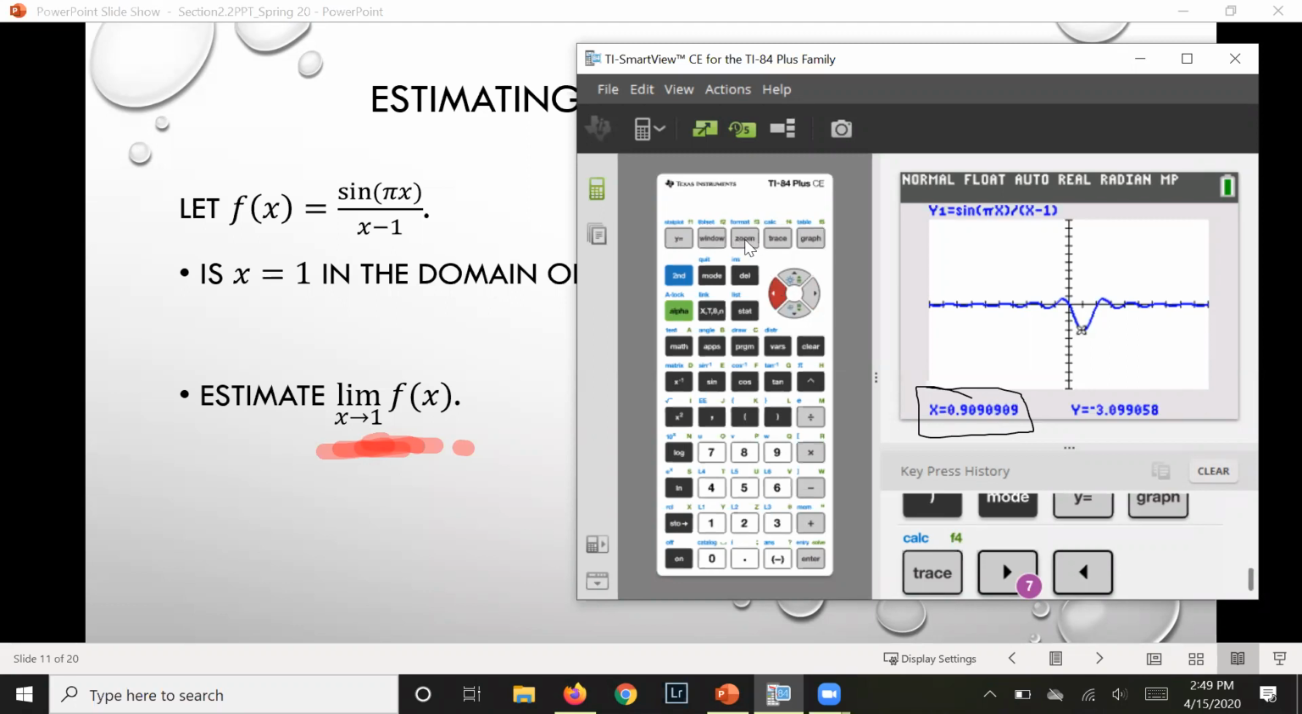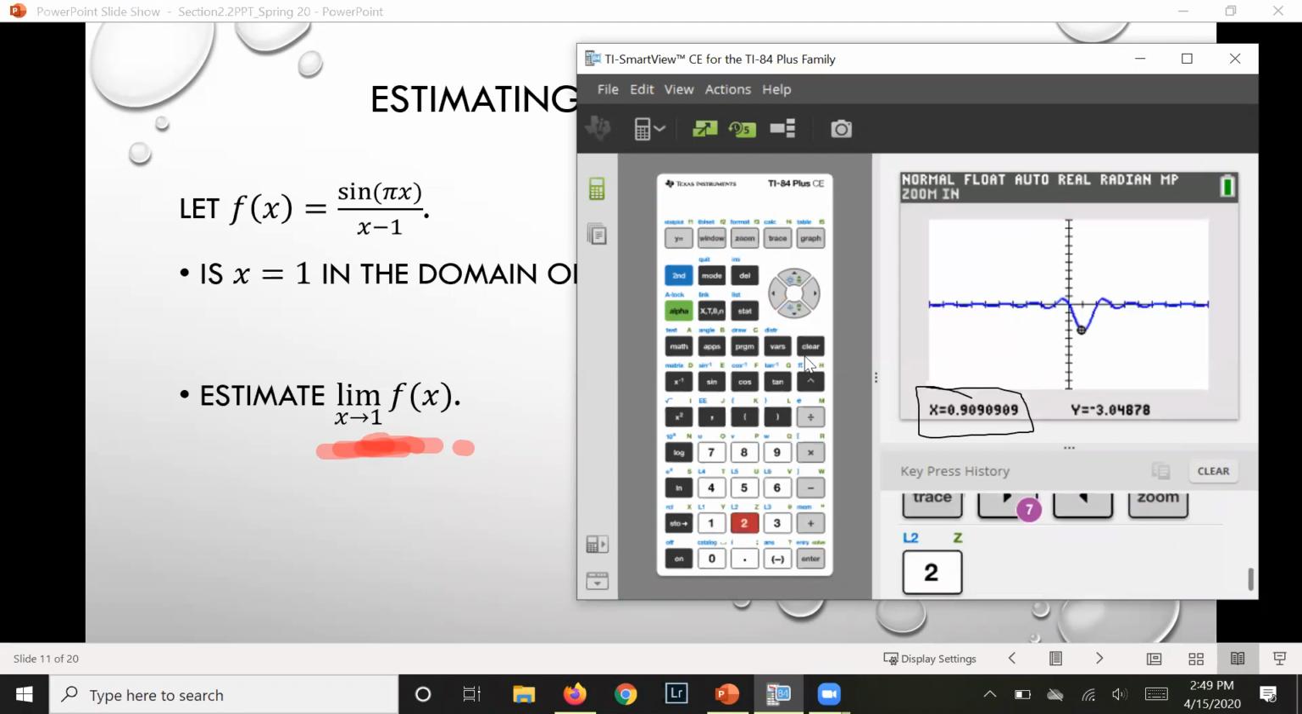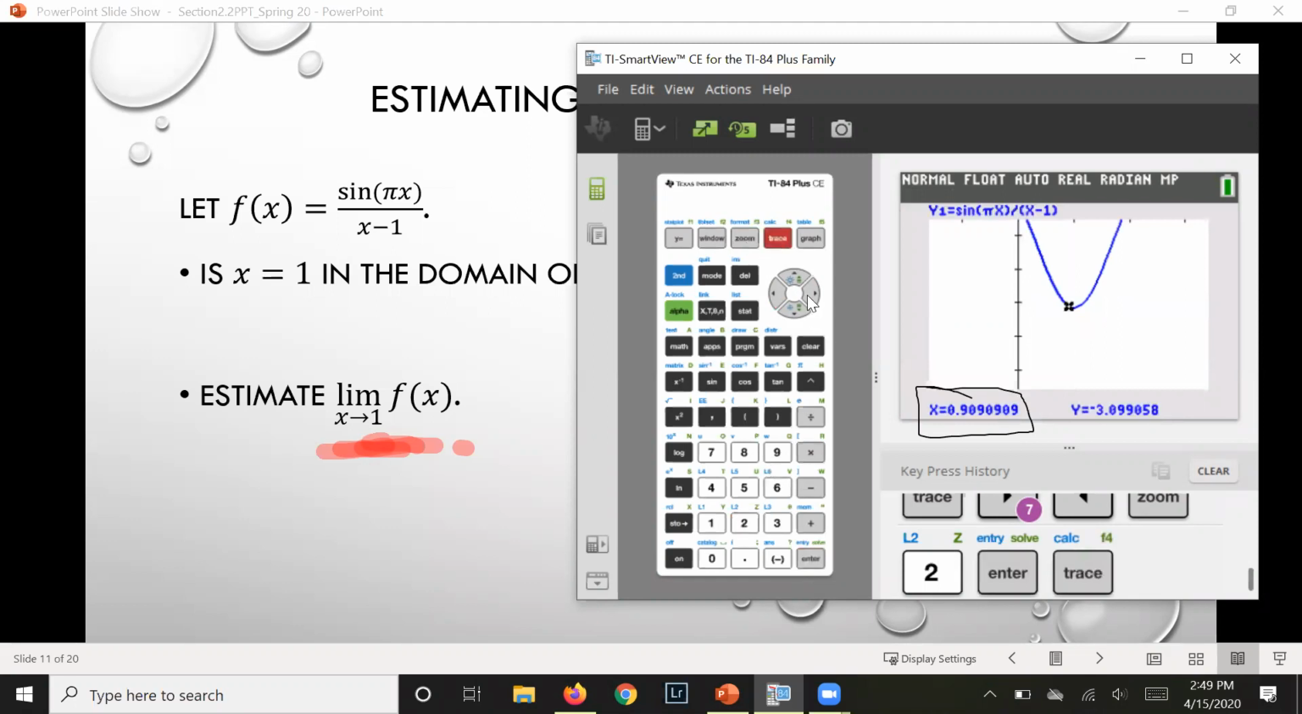So we could also zoom in. Press zoom 2 and zoom in there. Get a little bit better picture, and try to trace now.